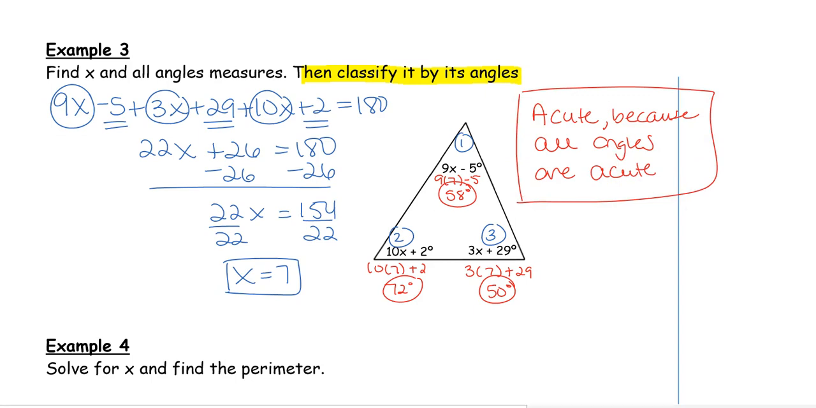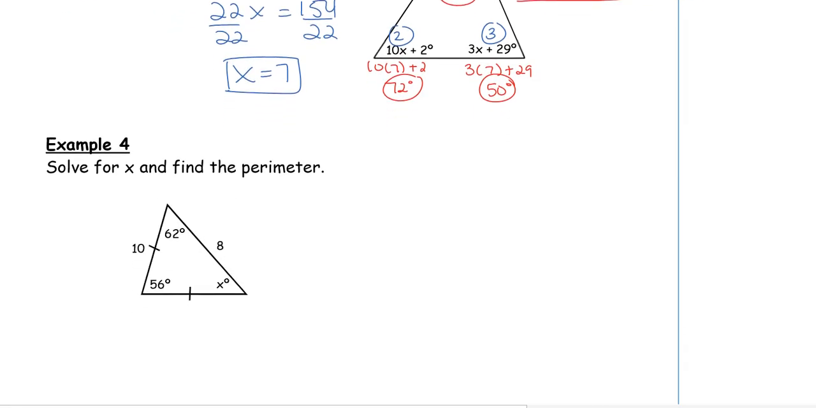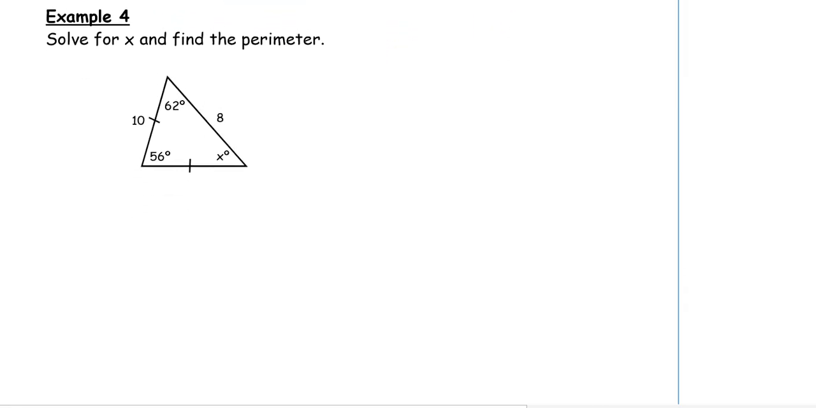All right, our last problem. Solve for x and find the perimeter. As I look through this diagram, there's a couple of things that should jump out. One, I see these 2 indicators. This tells me that it's an isosceles triangle. That's going to come into play. But if we want to, we can go ahead and just start by solving for x. We know all 3 angles add up to 180, so I do 180 minus 62 minus 56, and we find that x is equal to 62.